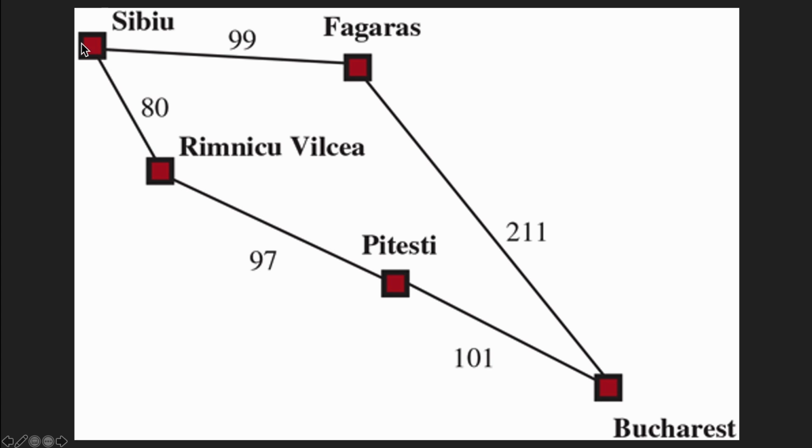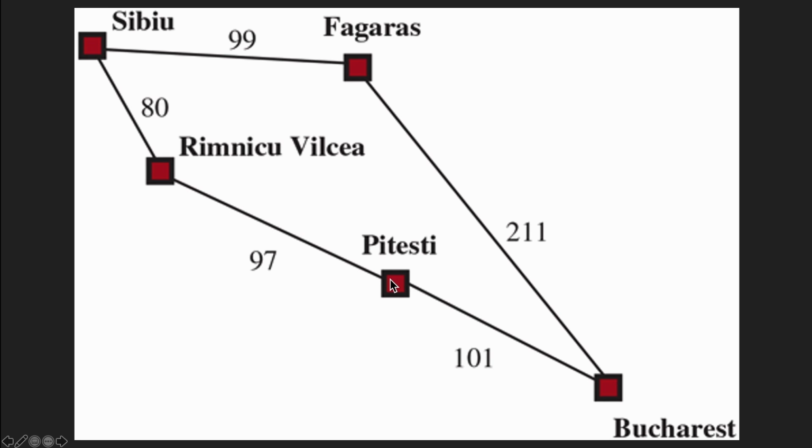So I want to get from Sibiu to Bucharest. So first, after visiting Sibiu, I go to this node because it's cheaper for me to get from Sibiu to here than it is for me to get from Sibiu to Fagaras. So I visit here. And next, I visit Pitesti because it's cheaper for me to get to Pitesti than it is for me to get to Fagaras. So I visit Pitesti.